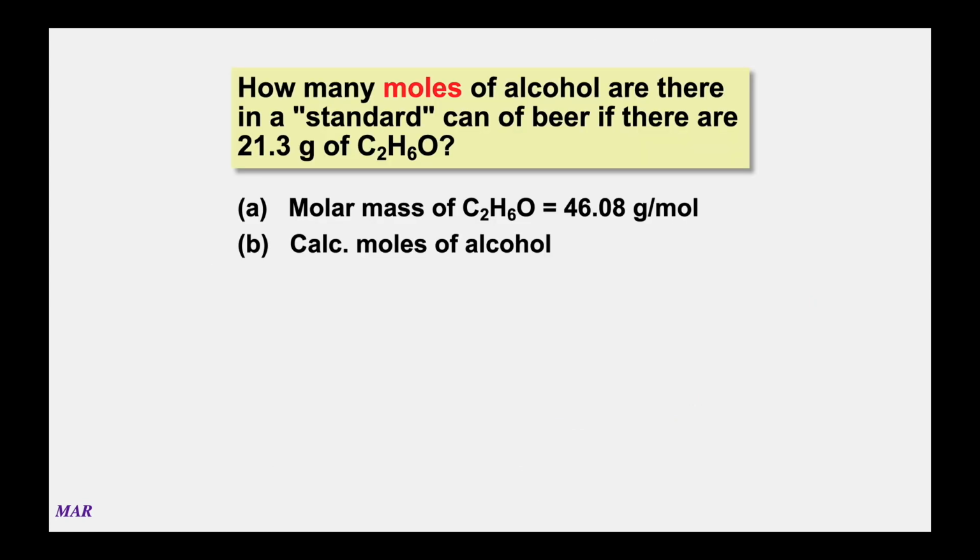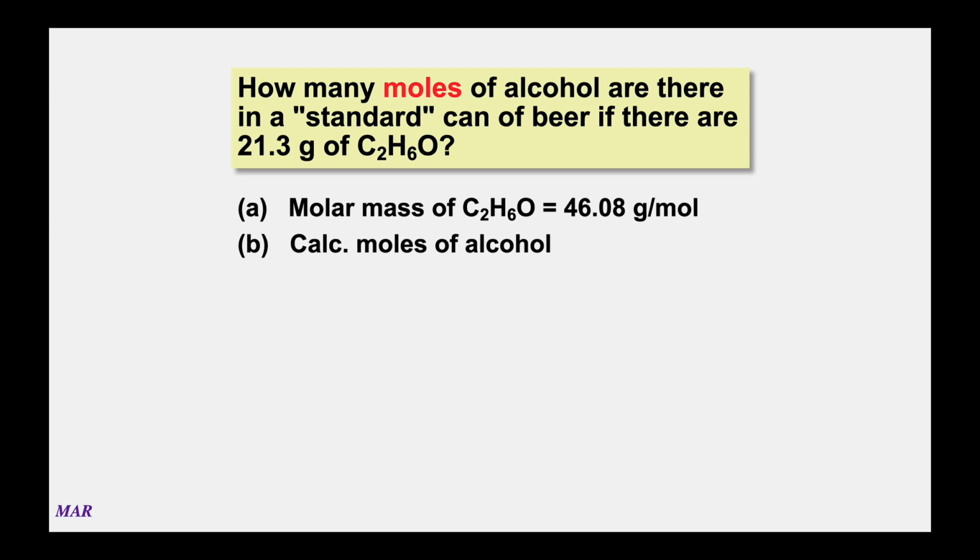Let's figure out how many moles of alcohol, which is drinking alcohol, ethanol, are in a standard can of beer if there are 21.3 grams of ethanol, C2H6O, in the beer. Now, beer, like a lot of substances, has a lot of water, maybe hops or whatever. But in the can, there are 21.3 grams of ethanol. So let's use this information to find the moles.